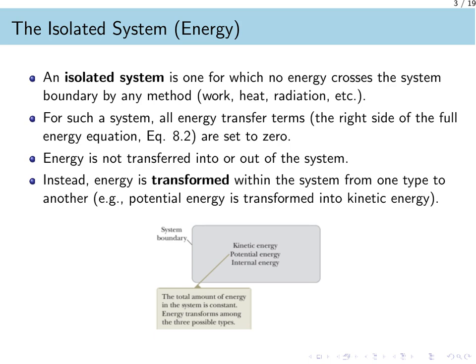This does not mean nothing is happening. Instead, energy is simply transformed from one type to another within the system. For example, potential energy can be transformed into kinetic energy, or kinetic energy into internal energy. The key takeaway is that for an isolated system, the total amount of energy it contains remains constant.